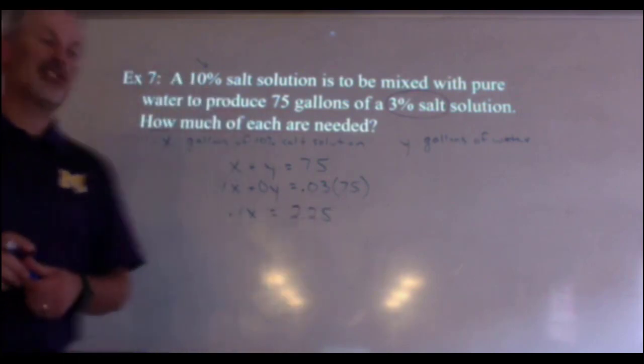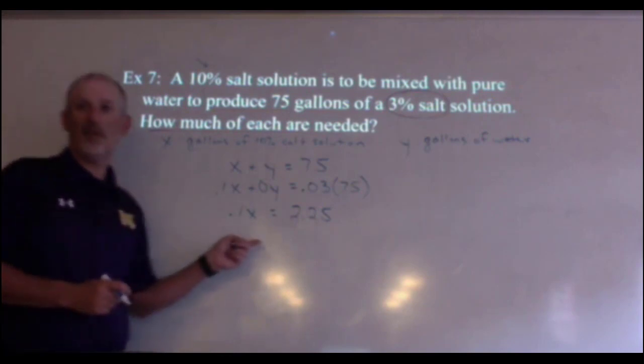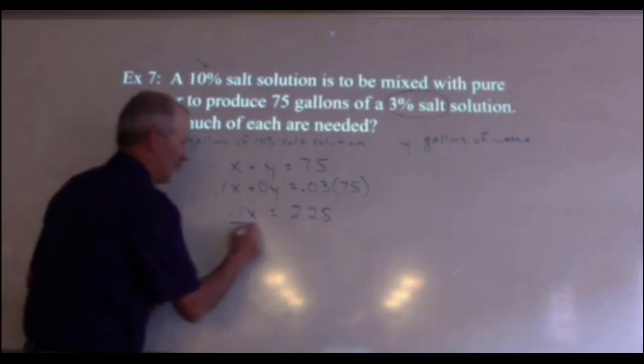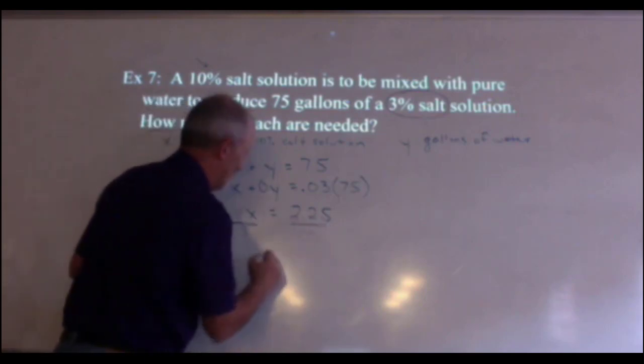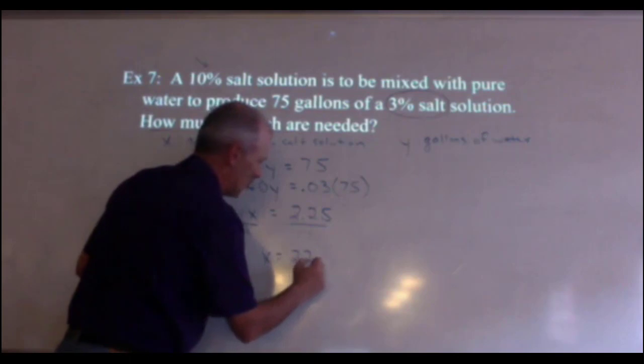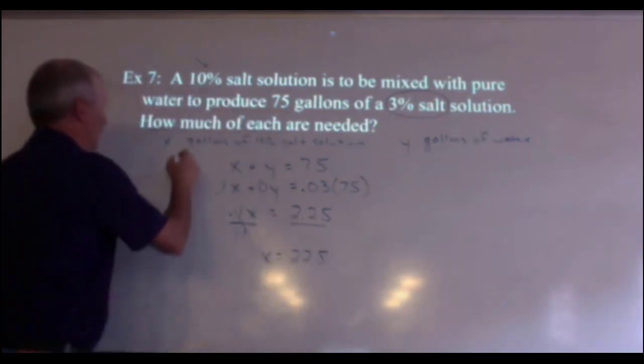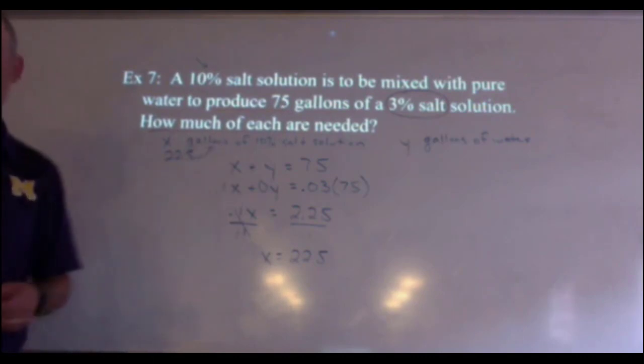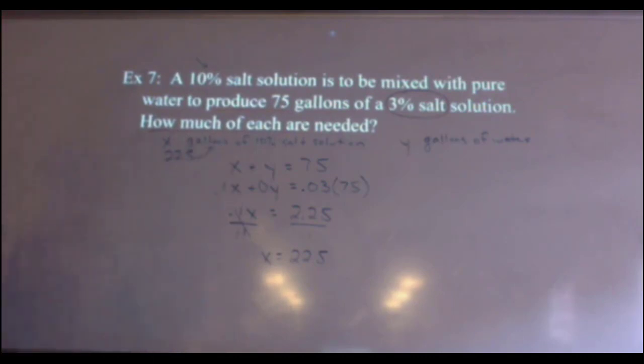Okay. And actually, this is really nice because notice this one already only has one variable, right? So how would I get this x by itself? Yeah, divide by 0.1. So x equals, and this ends up being 22.5. So that 22.5 up here is the amount of gallons of the salt solution. Once we know that, how will we figure out the amount of gallons of water that we have to use to mix with it?